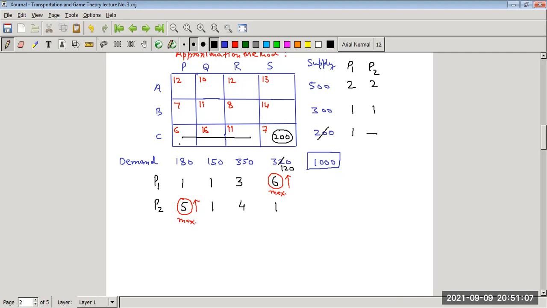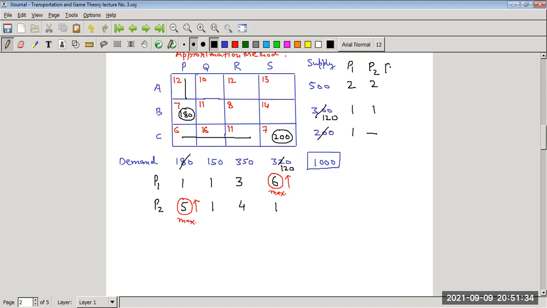Now come to this column. What is the minimum? 7 is the minimum. So we try to allocate the maximum number of items at this point. Demand is 180, supply is 300, so we can allocate 180 items. By allocating 180 items, this cell is exhausted, so we can put a line in this column, and we are left with 120 items in this station.